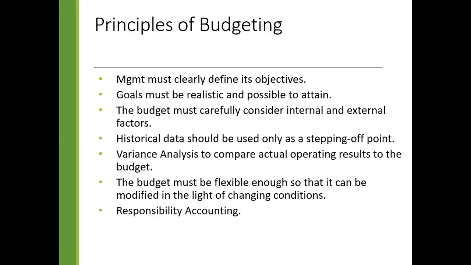All right, so some of the principles of budgeting or good budgeting practices. Obviously, we want to clearly define our objectives. These need to be realistic and attainable, right? We must also consider not only internal factors, but external factors. For example, if we use some type of raw material in our production process, the price could potentially go up because of political decisions or the political environment. That's something that we would need to consider, right?